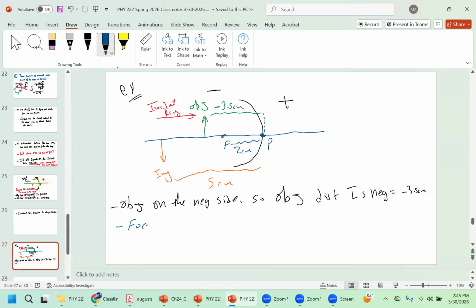Your focal length is also going to be on the negative side. So the F distance is negative and is going to equal minus 2 centimeters.